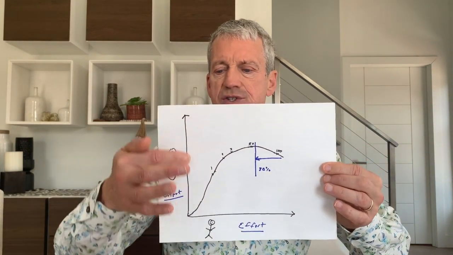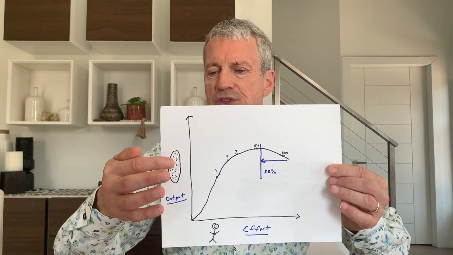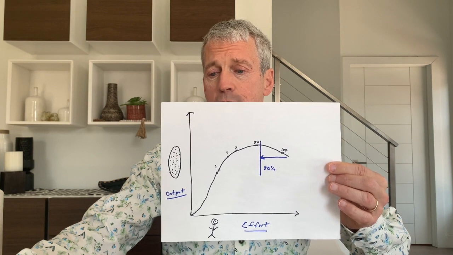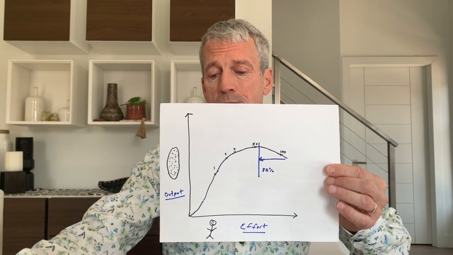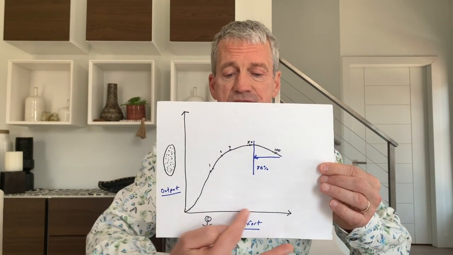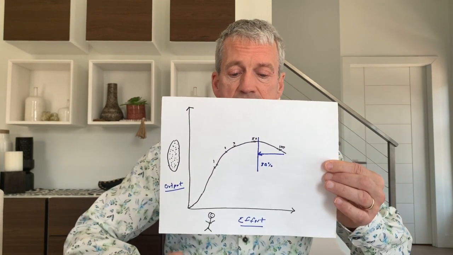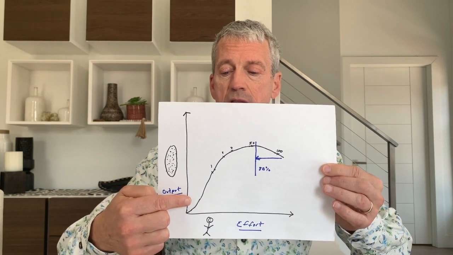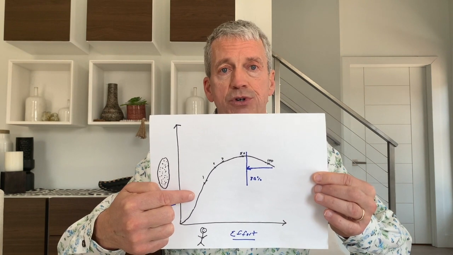So this is my graph. On this axis is output. I'm not sure what this is. It could be a pickle, could be a potato, could be a paramecium. I really don't know what it is that I drew a while back. On this axis is effort. There's our little person who's putting forth effort. So if you notice on the curve, a little bit of effort yields a lot of output.